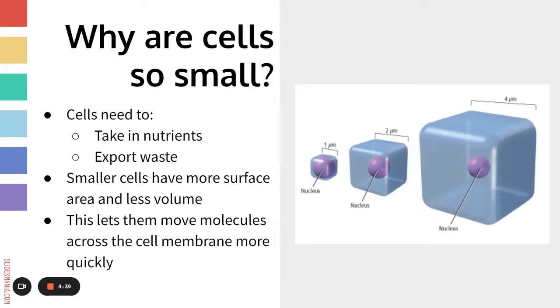And when you think about the distance between the innermost part of the cell and the cell membrane, as the cell is getting bigger and bigger, the distance between the center of the cell and the membrane is also getting bigger and bigger. So it's going to take longer and longer for nutrients to come in and for waste to be removed the bigger the cell gets.